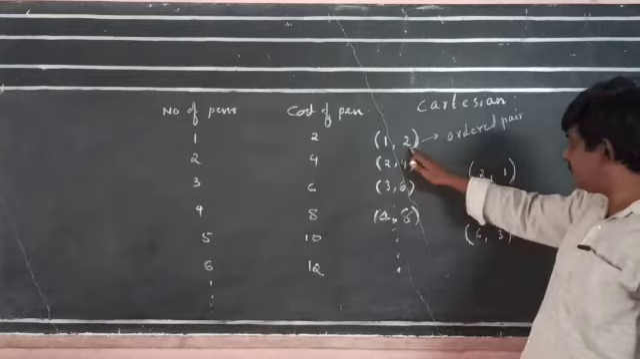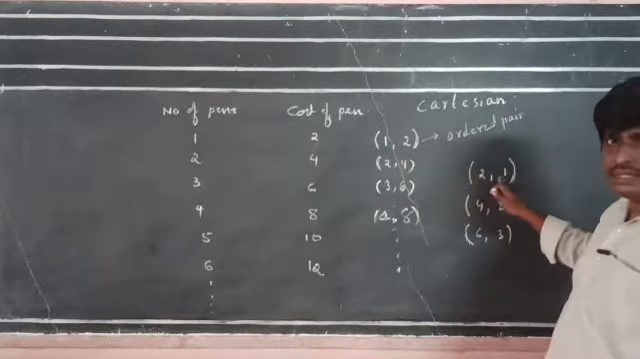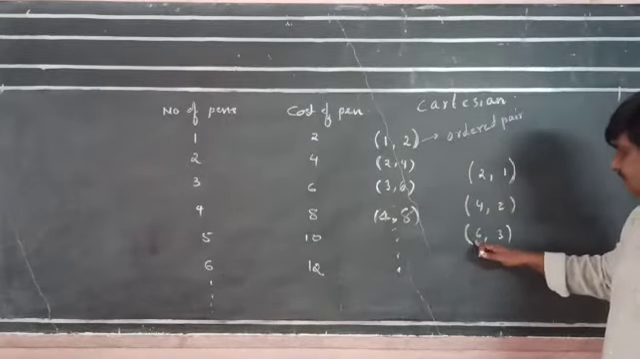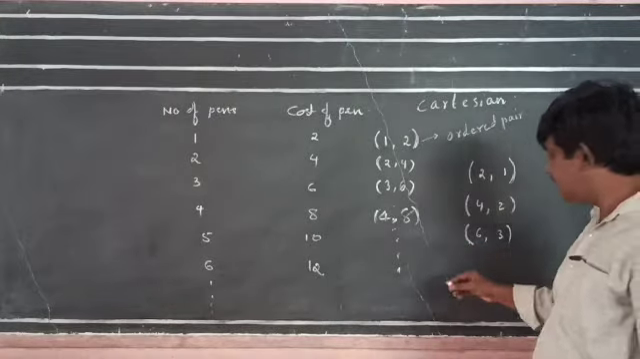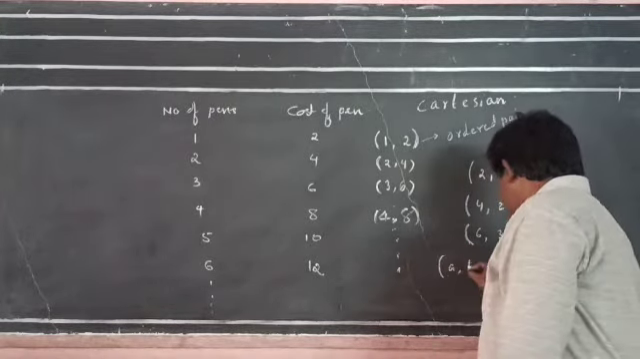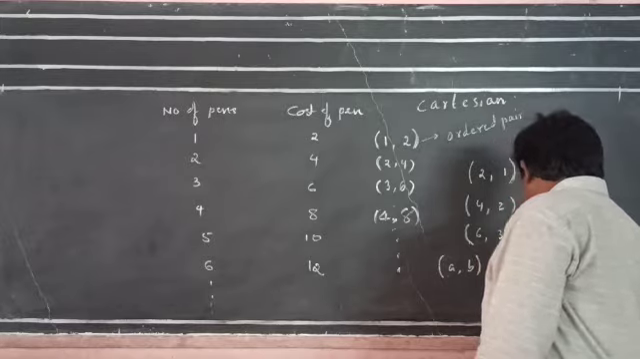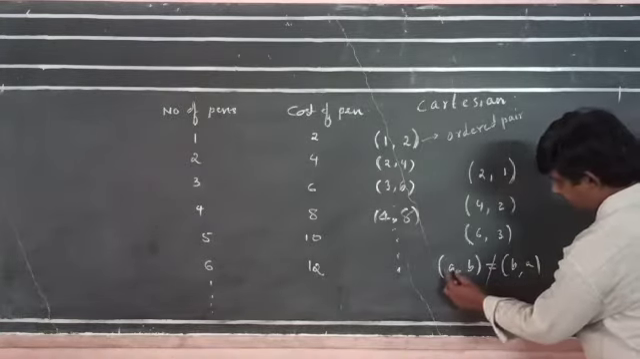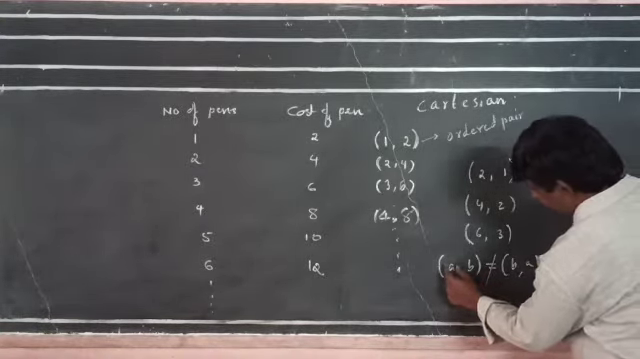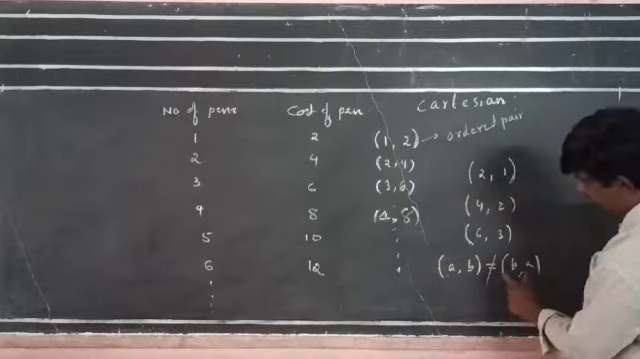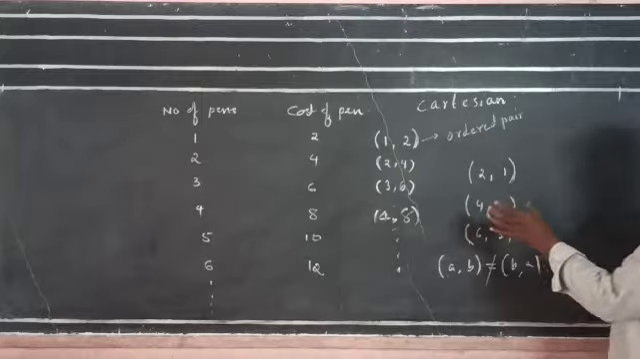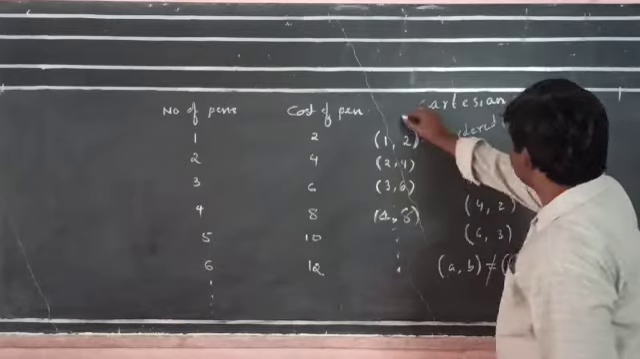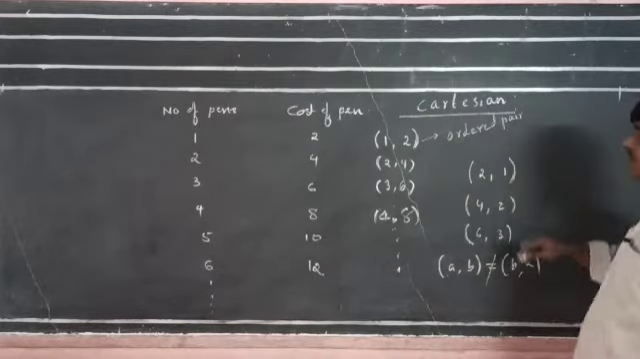That means ordered pair 1 comma 2 is not the same as ordered pair 2 comma 1. Ordered pair 3 comma 6 is not the same as ordered pair 6 comma 3. So if we consider ordered pair A comma B and ordered pair B comma A, both will never be the same. This is called the first coordinate, and this is the second coordinate. Like that there exists an ordered pair. This concept was given by Cartesian.